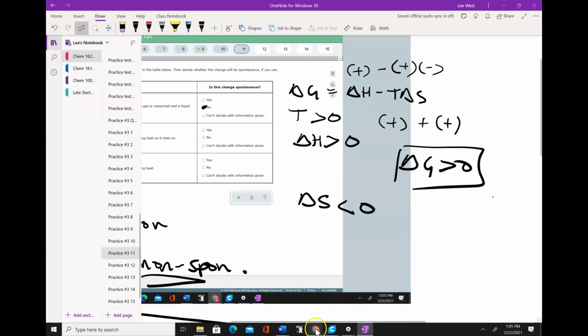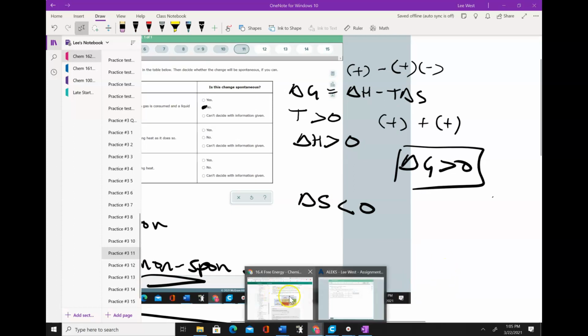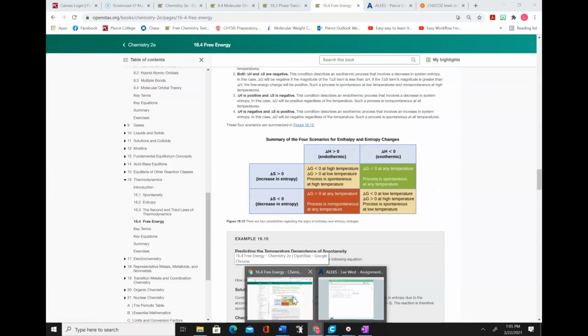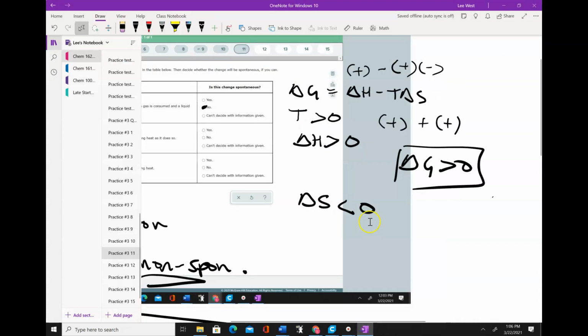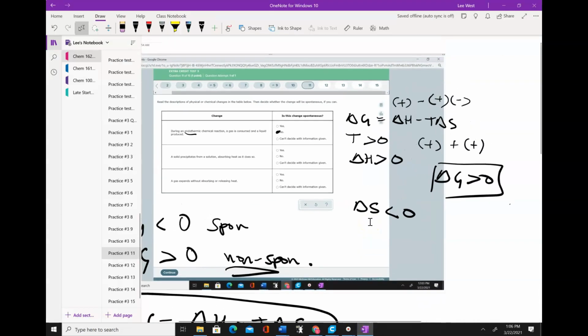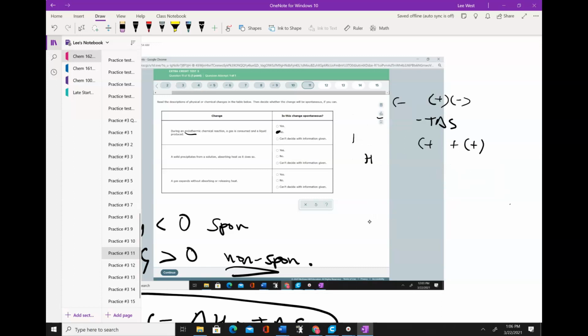Now, if I go back to my little table, I've got delta H positive and delta S negative. It says delta G is positive at any temperature, so the process is non-spontaneous at any temperature, which is exactly what we decided. Okay, all right. Let's move on to the next one. I'm going to go through the same process.